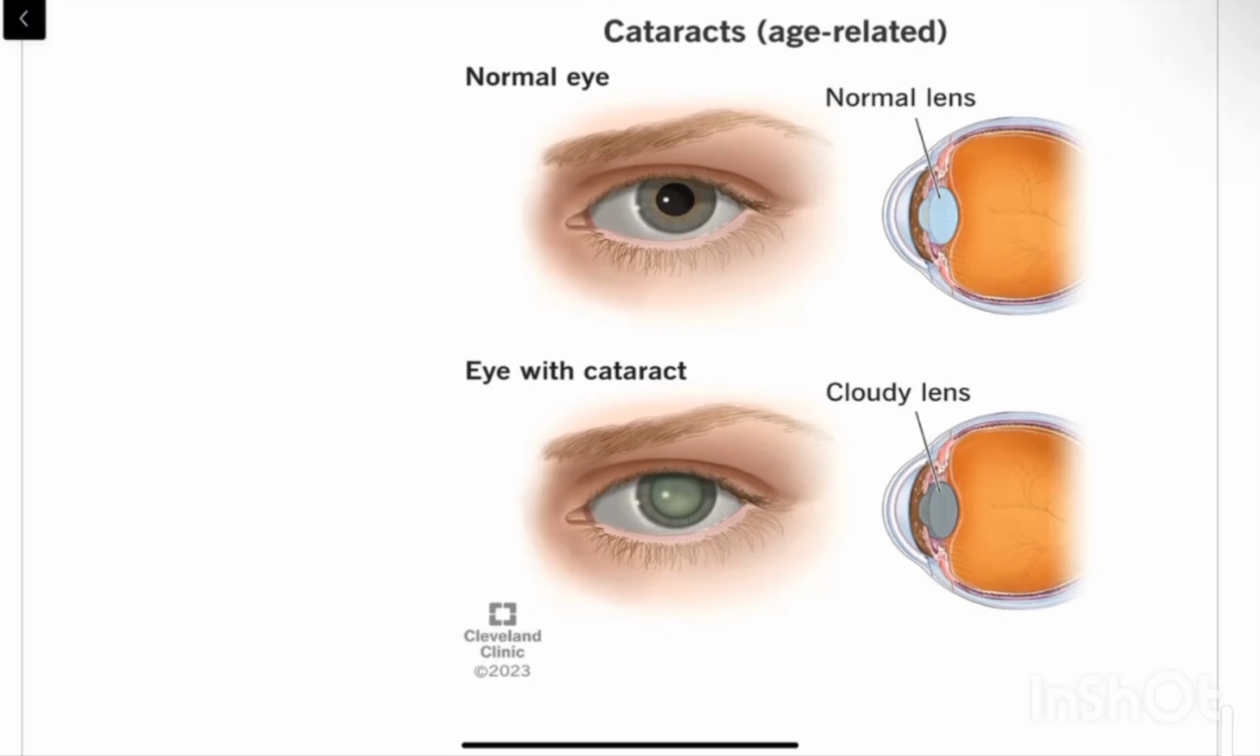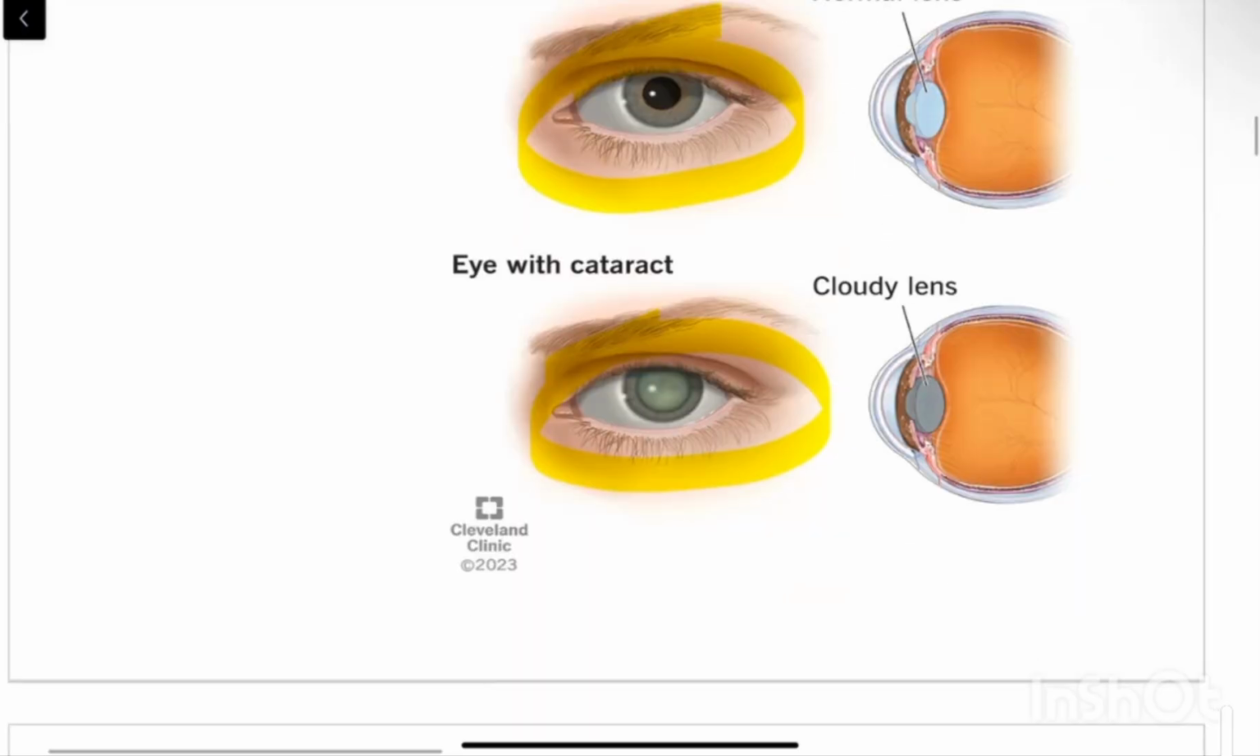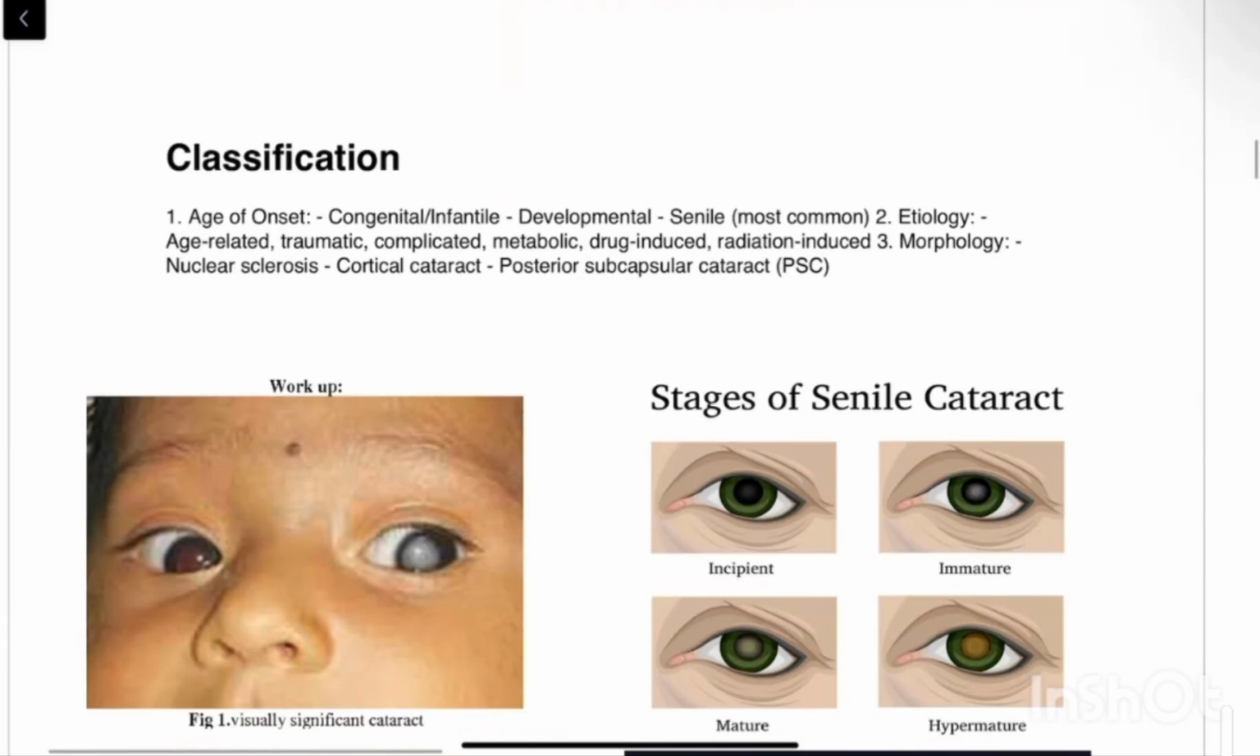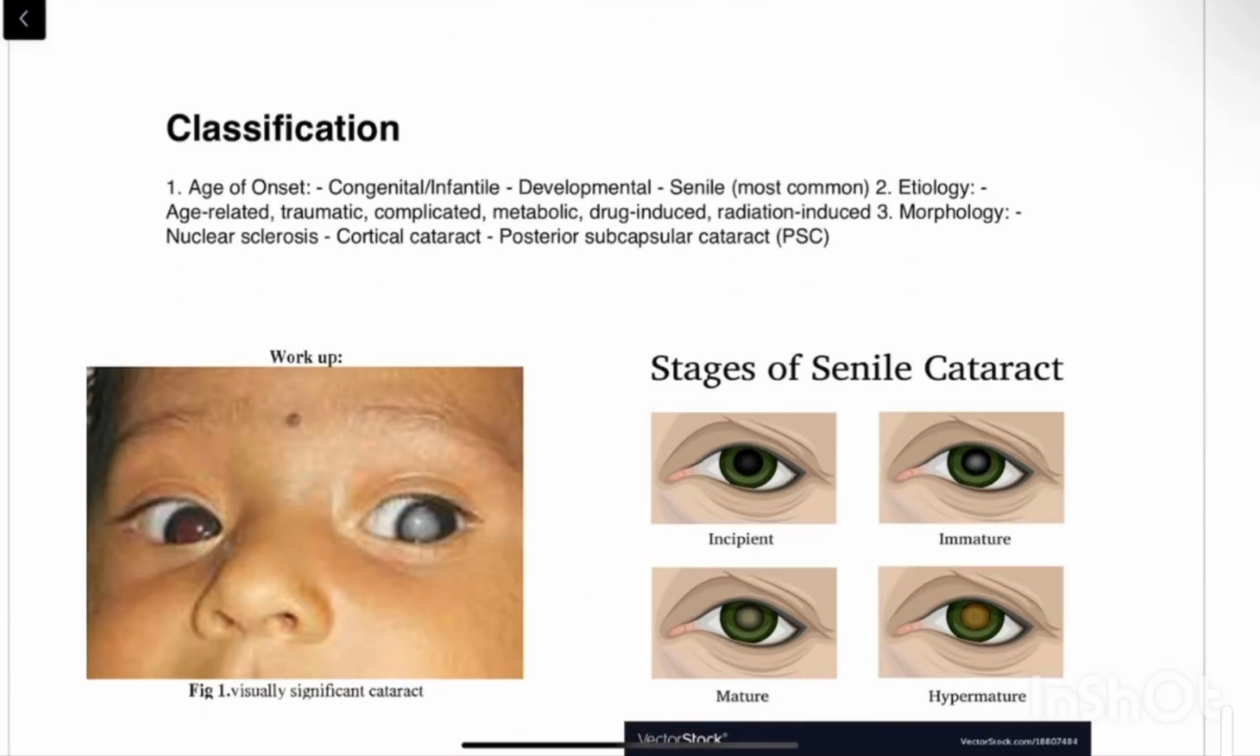So this is how a normal eye looks. This is how an eye with cataract looks. Okay, there will be a cloudy lens in case of cataract. So what is the classification of cataract? How can we classify cataract?